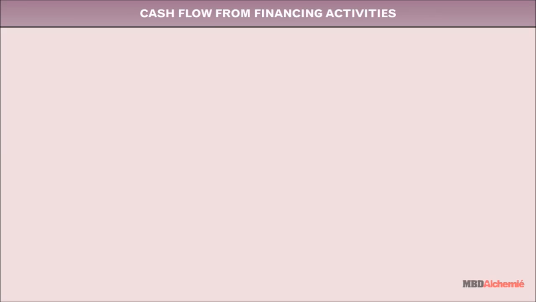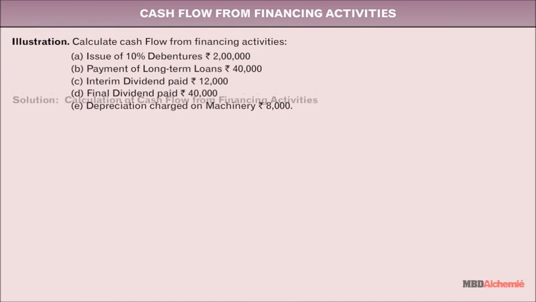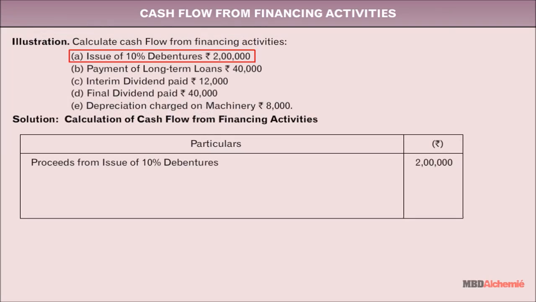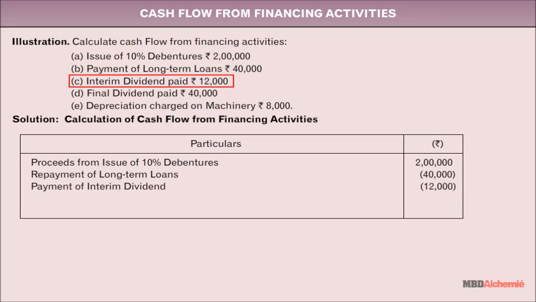Cash flow from financing activities. To calculate this, we need to add proceeds from issue of 10% debentures, repayment of long-term loans, payment of interim dividend, and payment of final dividend.